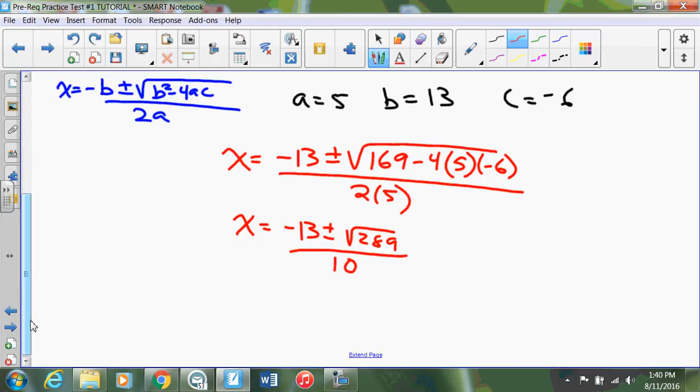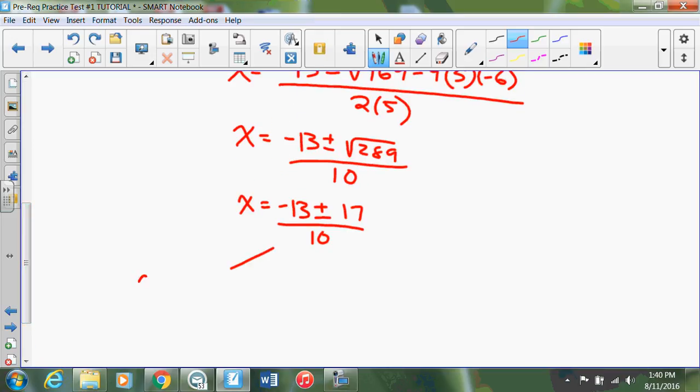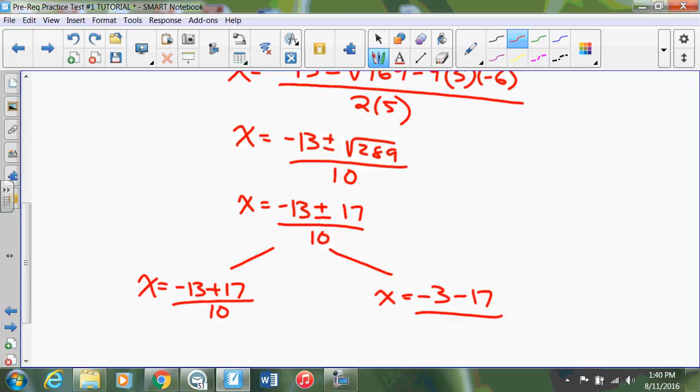And then what we're going to do is we're going to split it up. We have two different problems here. Well, first of all, we're not going to split it up because the square root of 289 is 17, so we're going to simplify it real quickly. Then we're going to go ahead and split it up into two problems. One of our answers is x equals negative 13 plus 17 all over 10. And our other answer is x equals negative 13 minus 17 all over 10.